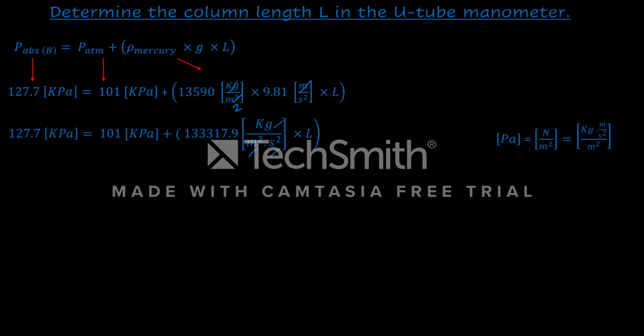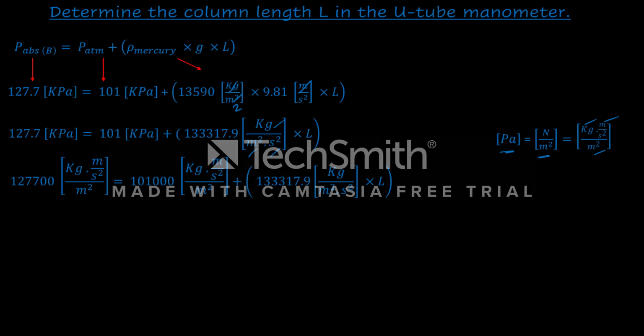As a side note, Pascal is a unit of Newton per meter squared. Newton is mass times acceleration, so kilogram times meter per second squared, divided by meter squared. So we replace the Pascal with this unit, and we remove the kilopascal by multiplying by 1000. So instead of 127.7, it becomes 127,700.